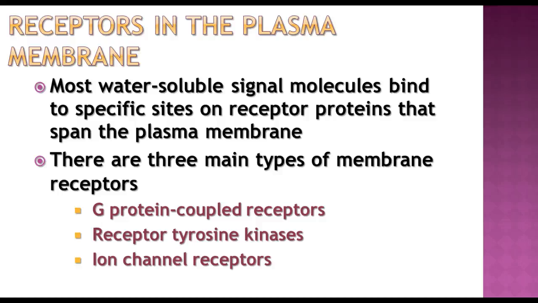Water-soluble signal molecules are going to bind to those specific places on the proteins that are on the plasma membrane. And there are 3 main types of membrane receptors: G protein coupled receptors, receptor tyrosine kinases, and ion channel receptors. So we'll talk about each of these in turn.